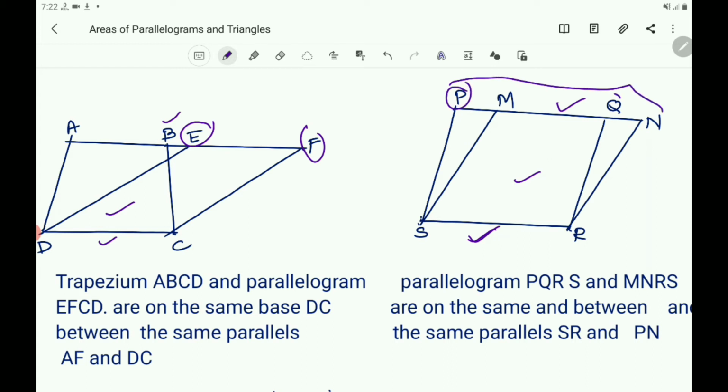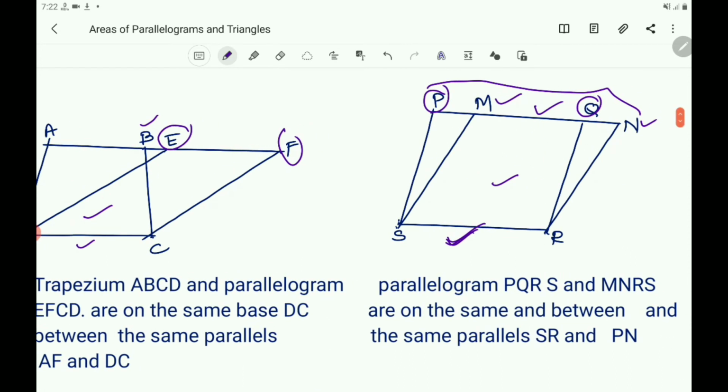The vertices P and Q of parallelogram PQRS and M and N of parallelogram MNRS are on the same line PN, and that PN is parallel to SR. Therefore, you can say that the parallelograms are between the same parallels PN and SR. So these two parallelograms, PQRS and MNRS, are on the same base SR and they are between the same parallels SR and PN. So, these are the figures on the same base and between the same parallels.